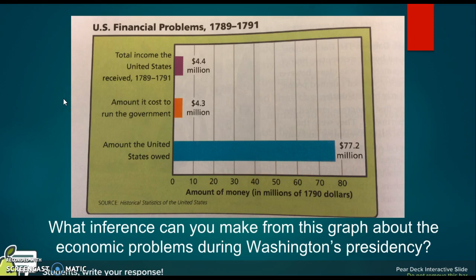All right, I want you to take a moment to look at this. U.S. financial problems in 1789 to 1791. You can see this chart. I want you to write on the back of your note sheet, what inference can you make from this graph about the economic problems during Washington's presidency? And just write your inference on the back of your note sheet.